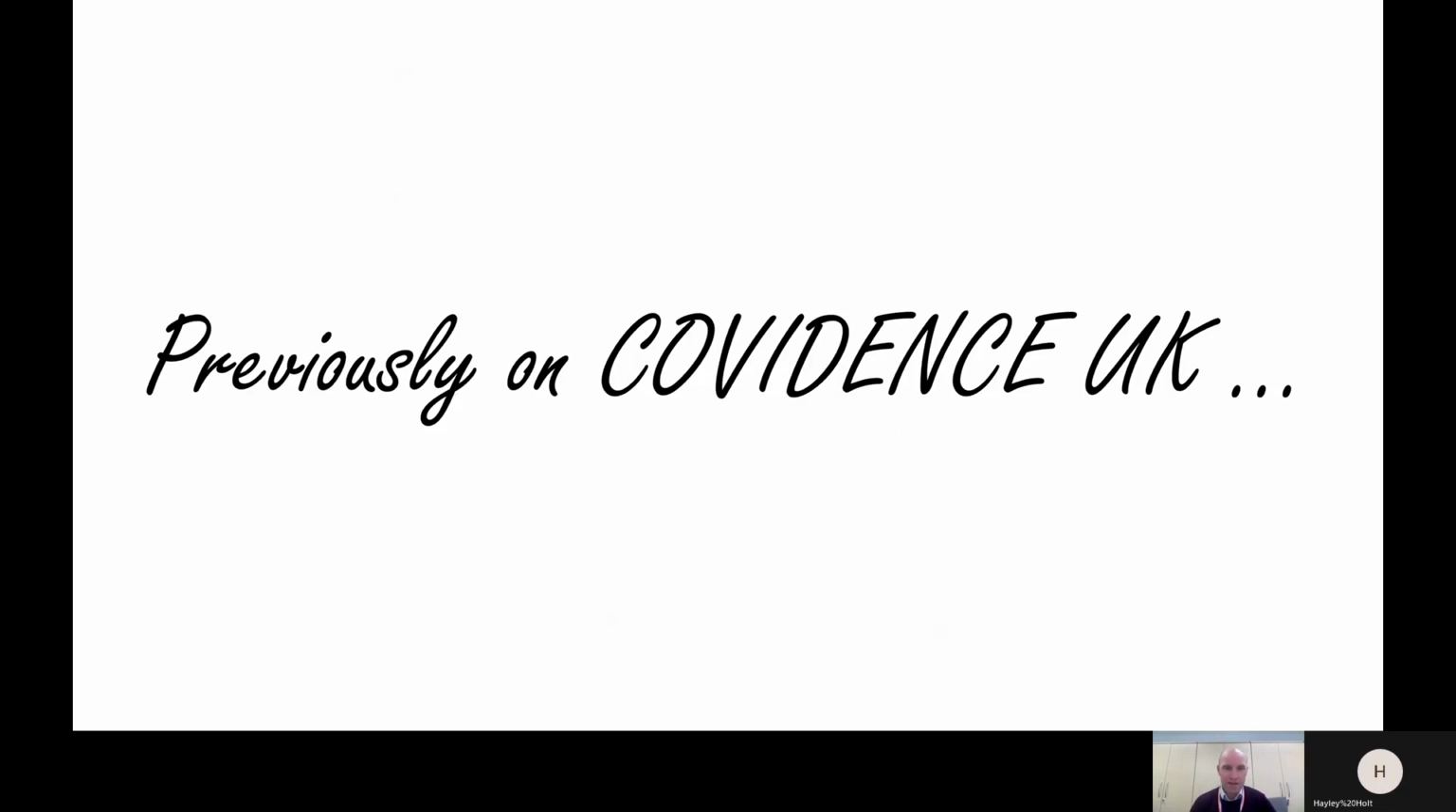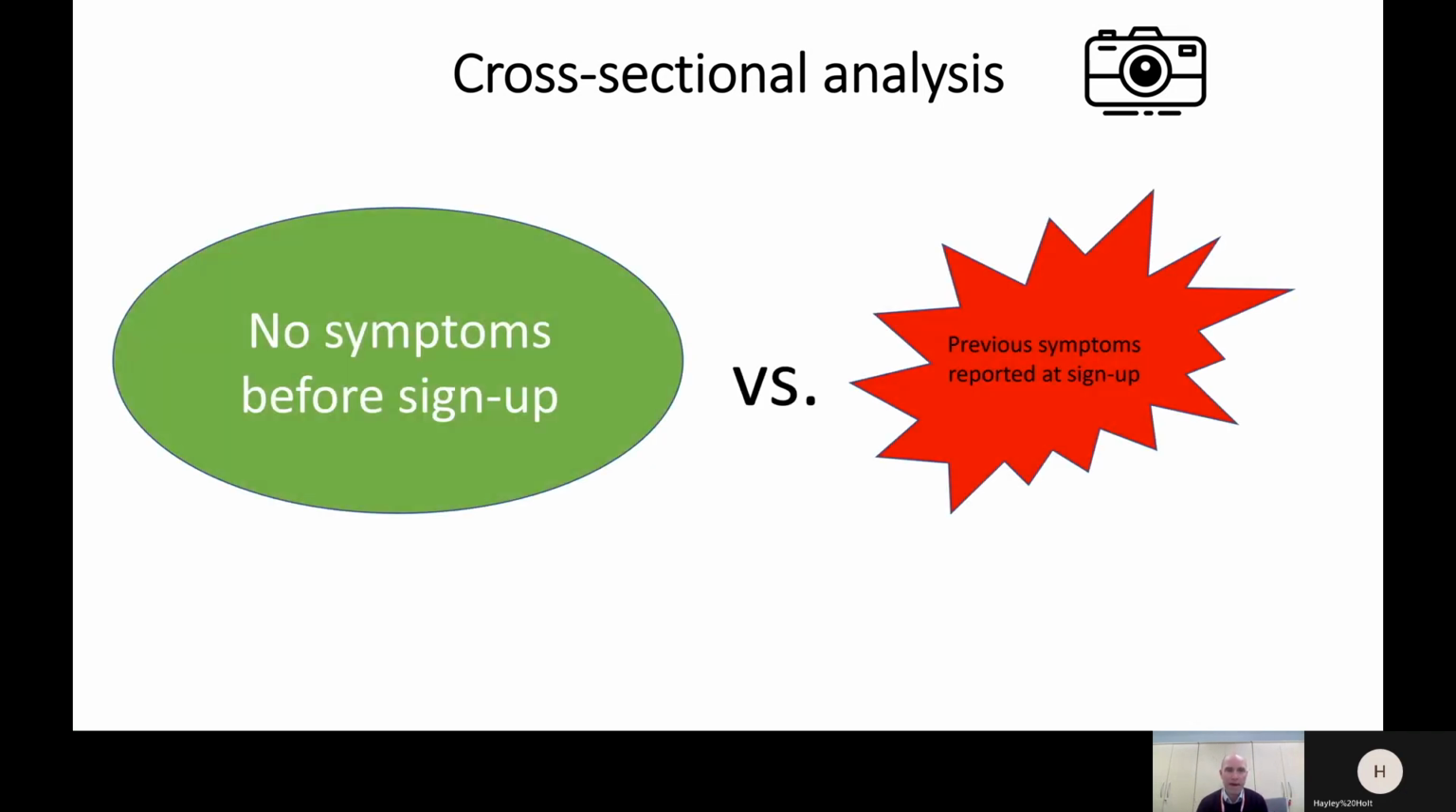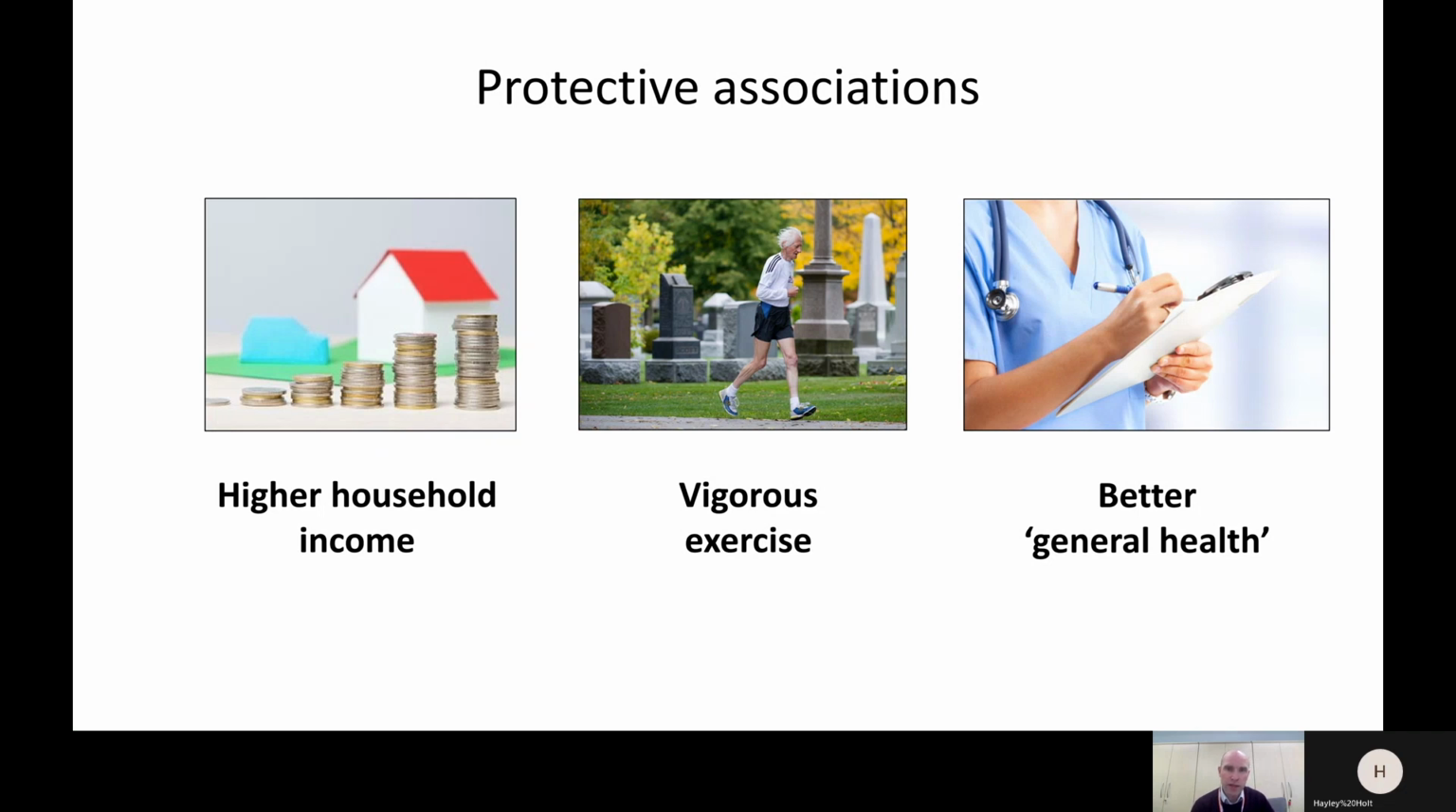Those of you who have previously seen our webinars will be familiar with recent findings from our cross-sectional analyses. These analyses, as you will know, are like snapshots of data which people give us at sign up when they join the study. In these analyses, we compare people who've reported no COVID symptoms before sign up against those who've reported symptoms in the period before they signed up to the study. You may remember that we showed associations between a decreased risk of COVID-19 symptoms and three key factors, namely higher household income, vigorous exercise, and better general health.